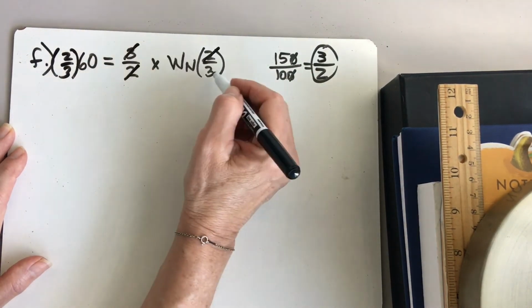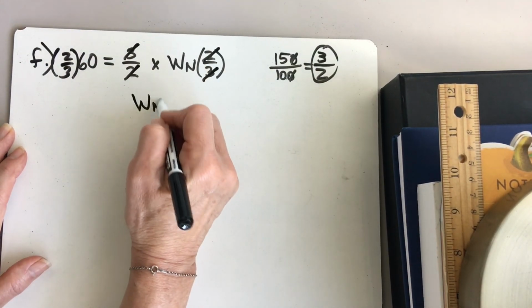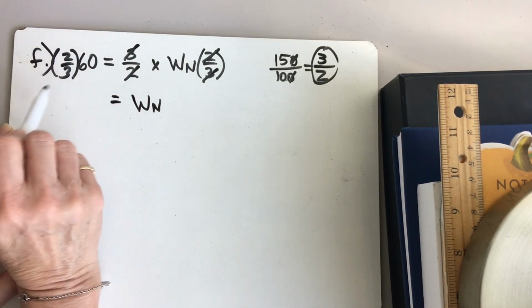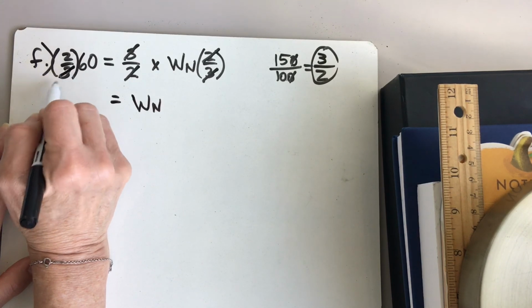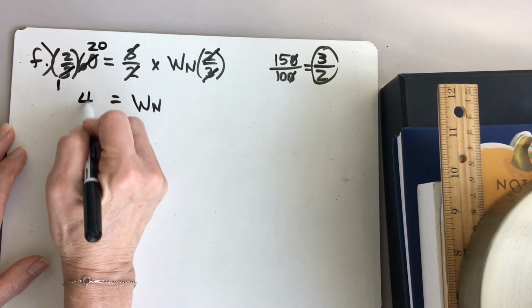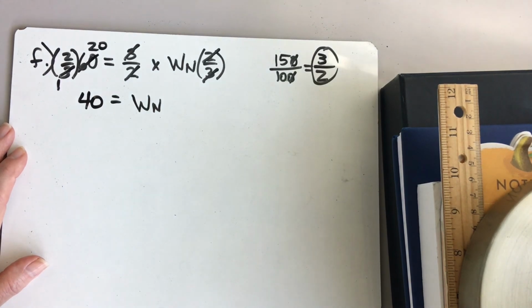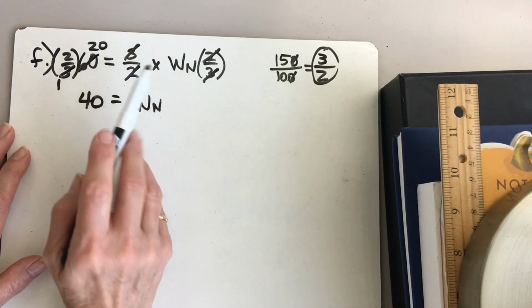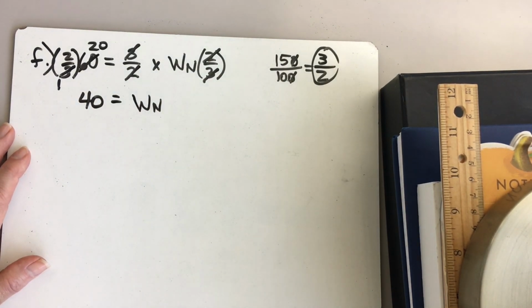That crosses out, very lovely. We're left with WN is equal to, and then here's our problem. That is 2/3. I know it's a little sloppy, sorry about that. This is a 1, this is a 20. 2 times 20 is 40, and we get the same answer as you see in example 5. So notice that if you change your percent to a fraction or into a decimal, it should come out to be the same thing as long as you're doing all your math correctly.